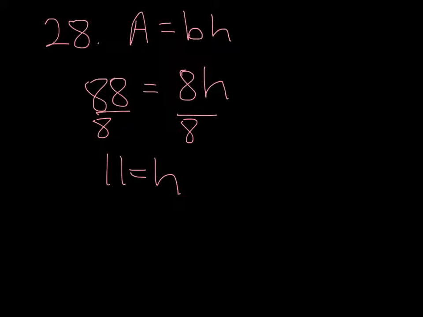So what is our final answer? 11 meters. So put the m there, but no square, because we're just finding a linear measurement. It's like taking the tape measure out and just measuring how tall it is. And that's it. So that's all you do for number 29 as well.